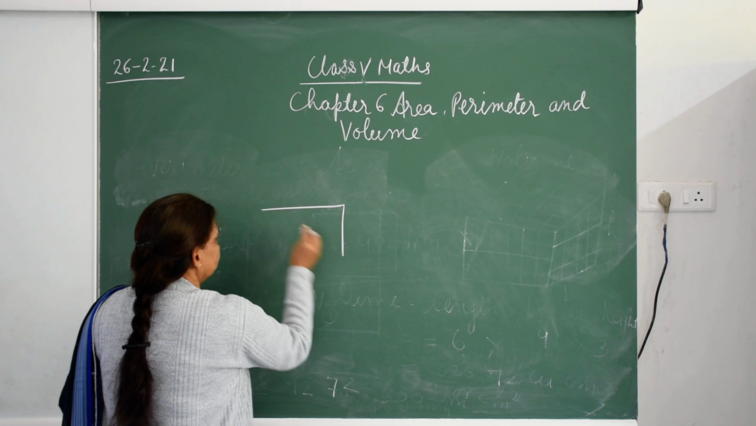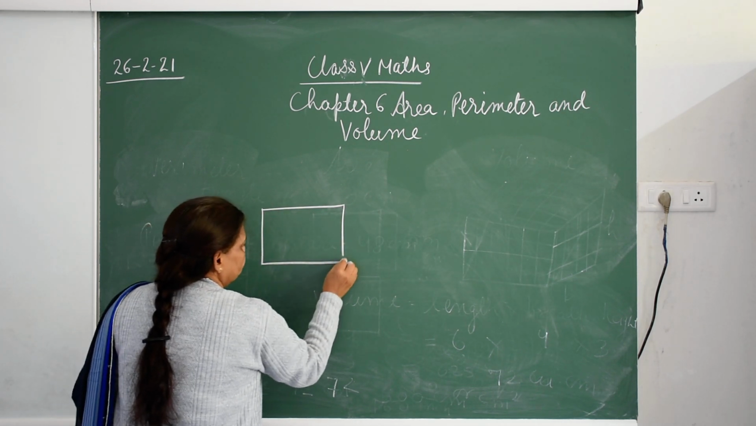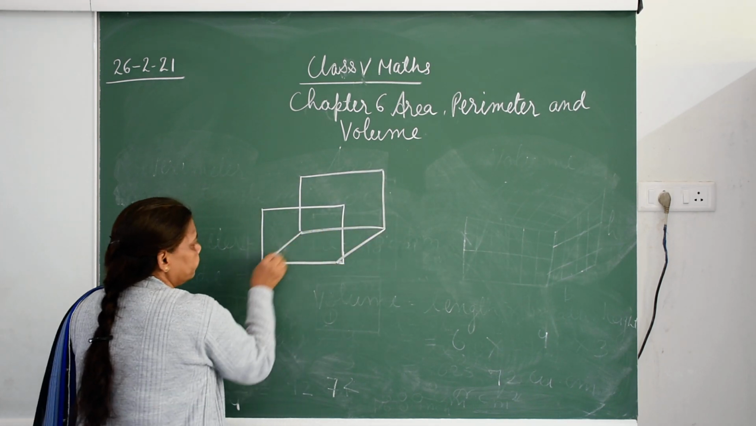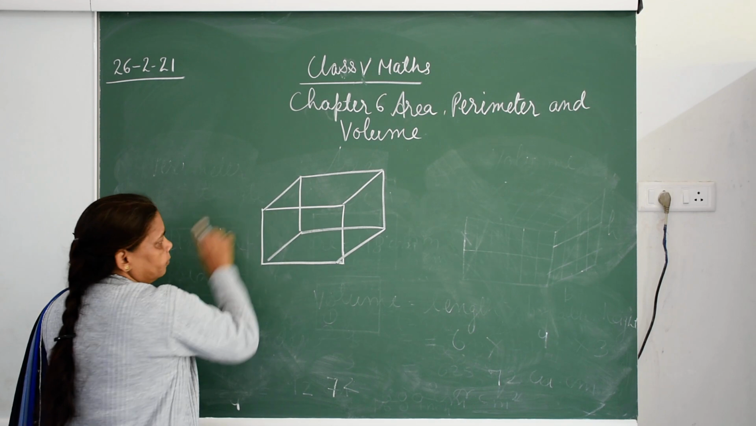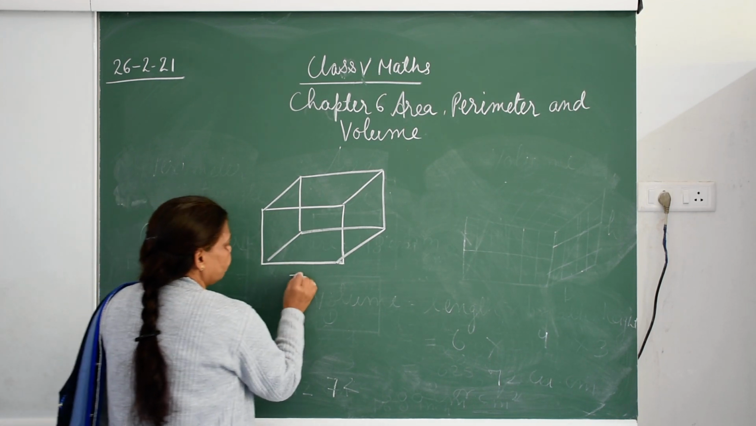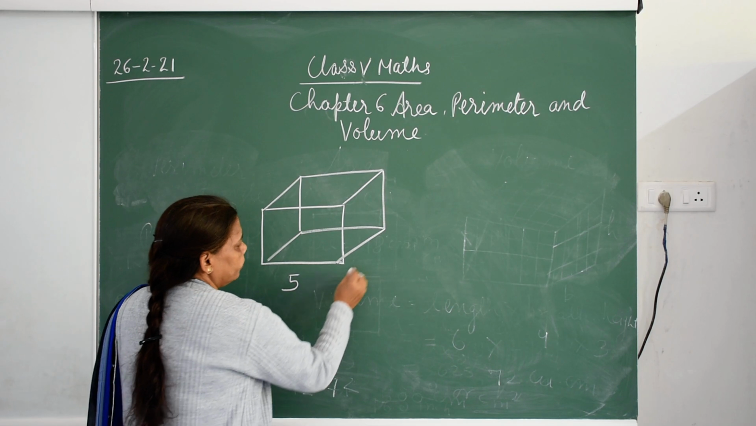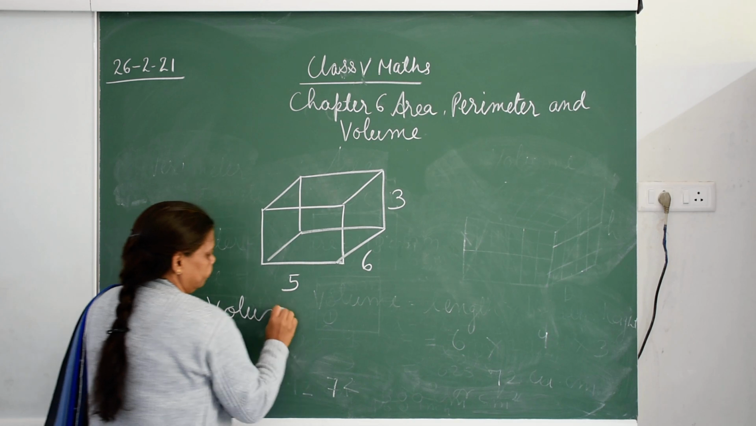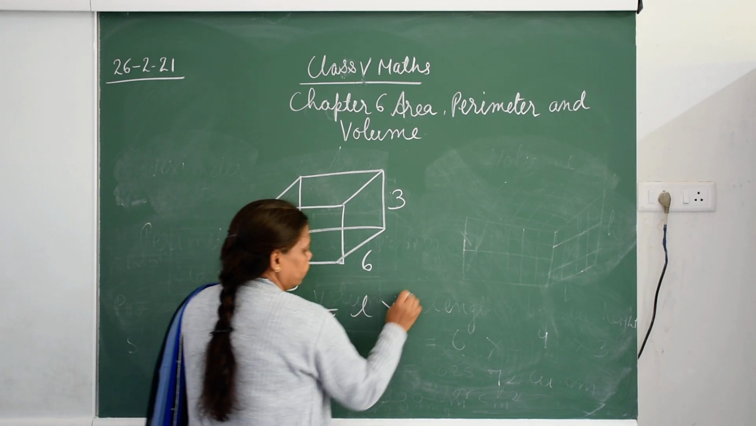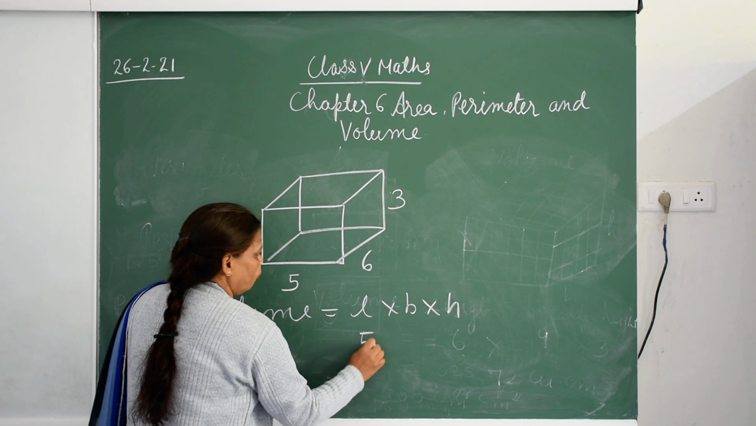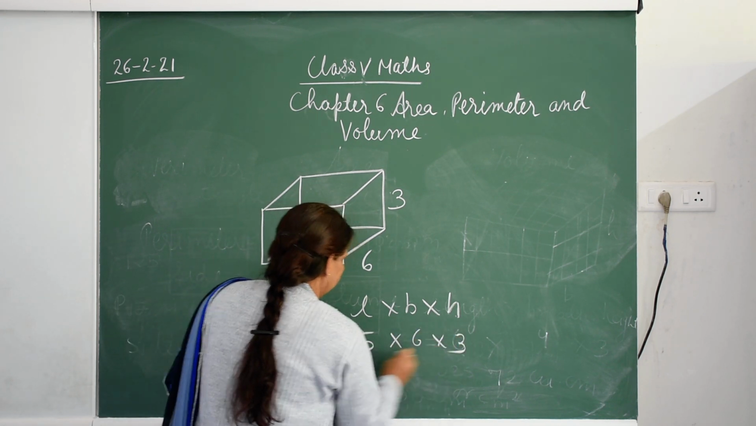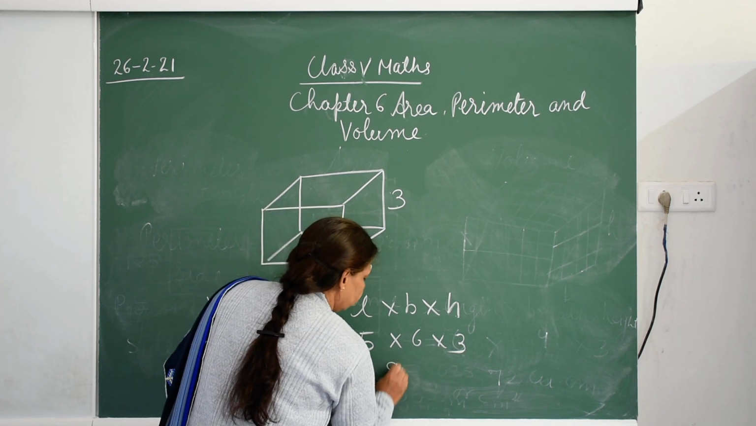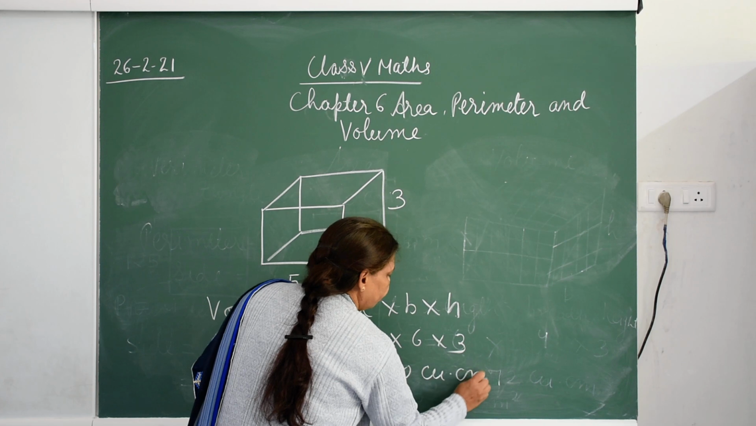Now this one is the cuboid. Cuboid is made with the rectangle. Here length is 5, breadth is 6 and height is 3. So volume is equal to length into breadth into height. So 5 into 6 into 3. So 5 6s are 30, 30 into 3 is equal to 90 cubic centimeter.